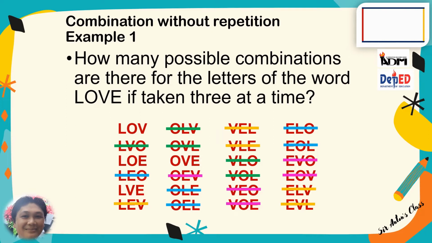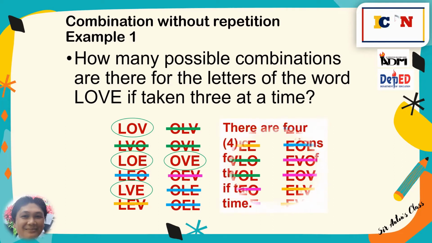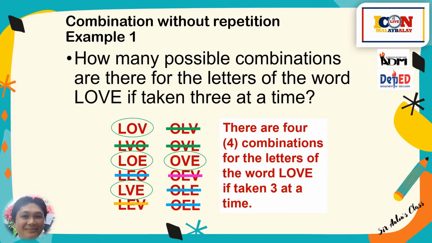So, in other words, the 3-letter combinations from the letters of the word LOVE are LOV, LOE, LVE, and OVE only. There are 4 combinations for the letters of the word LOVE if taken 3 at a time. I hope you get that one.